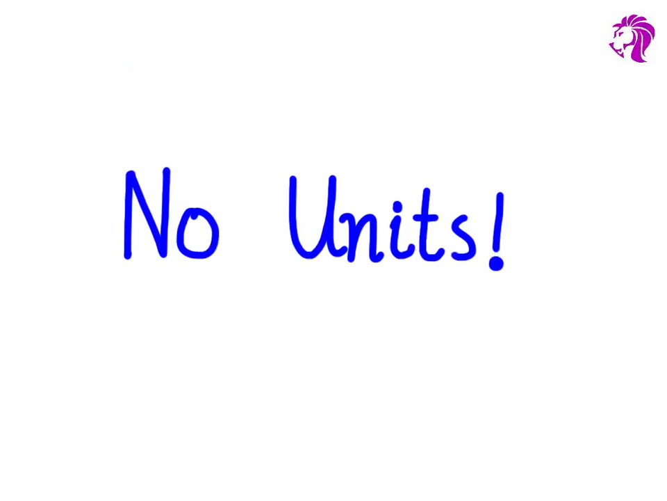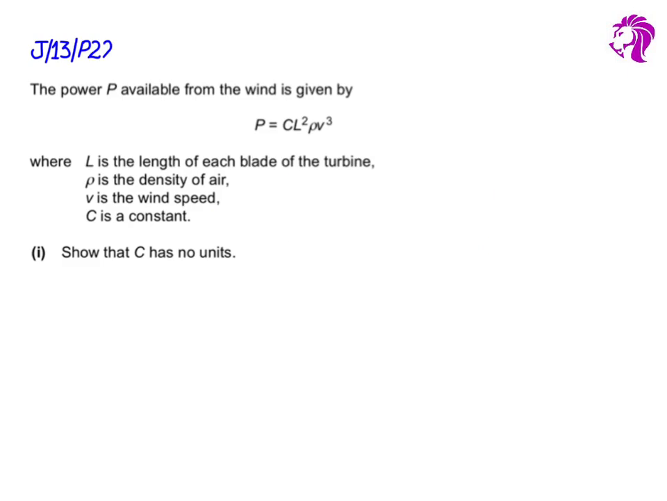So far we have been working on questions in which we would find the base units of some constant or base unit of some physical quantity. But now we are going to see that there are some constants, some quantities which would have no units at all. So the question is from June 2013, paper 2 question 1b, and it says that the power available from the wind is given by this equation, which is P equals C L square rho V cubed. L is the length of each blade, rho is the density, V is the speed, and C is a constant. So we need to show that C has no units.